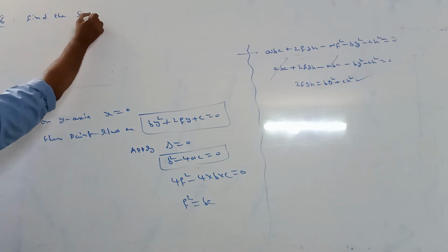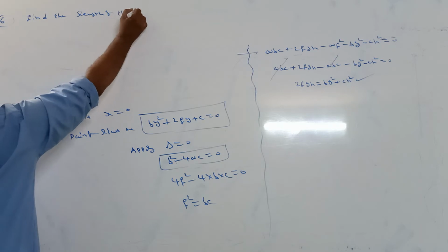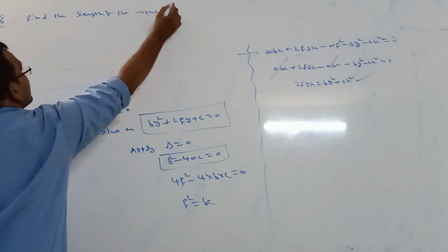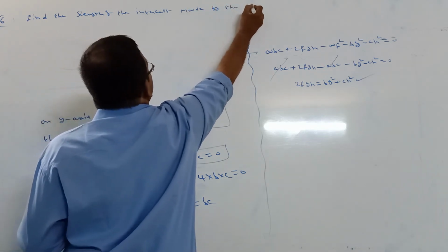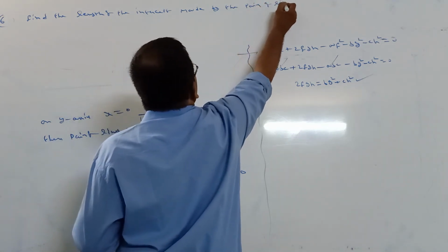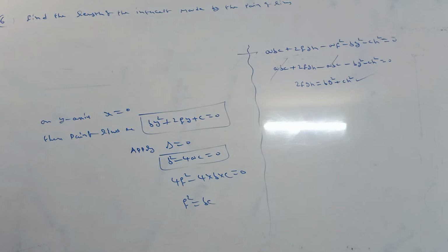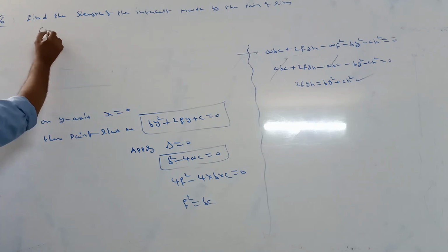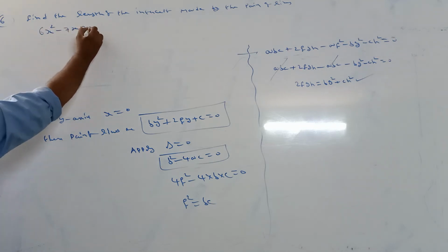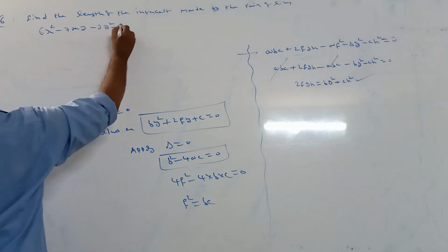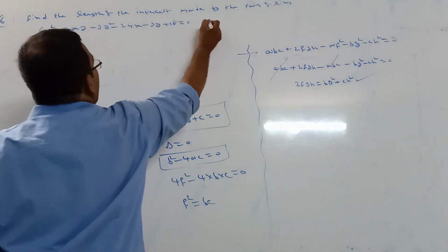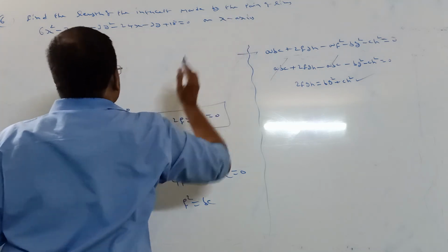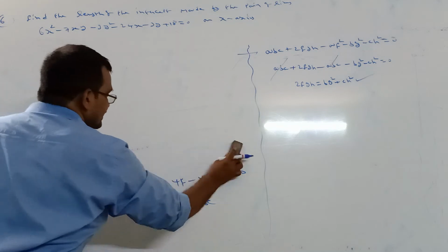Find the length of the intercept made by the pair of lines 6x² − 7xy − 3y² − 24x − 3y + 18 = 0 on the x-axis.